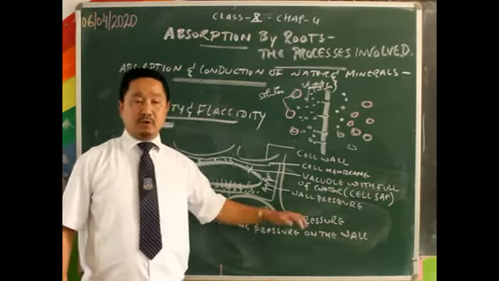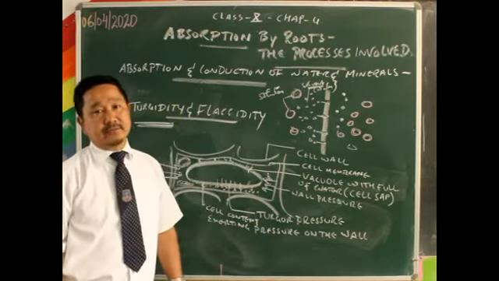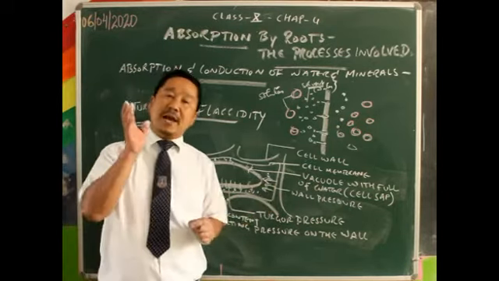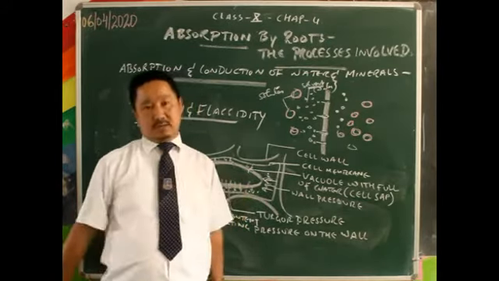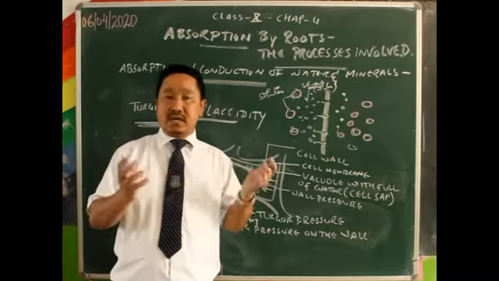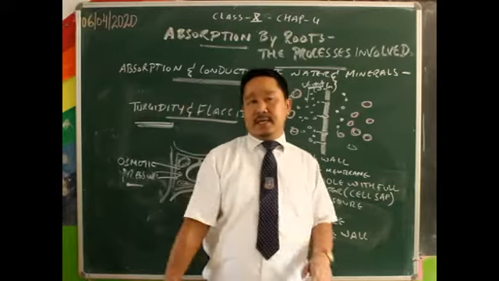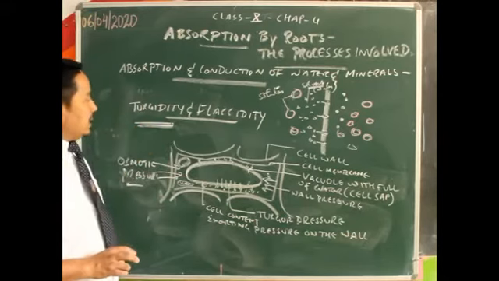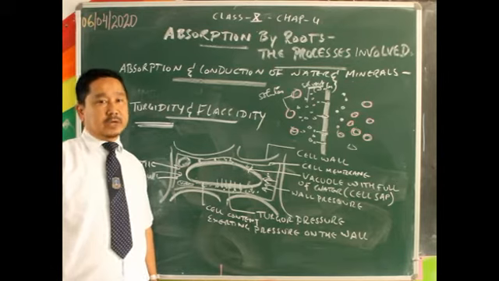T-U-R-G-O-R, turgor pressure. That will always apply the pressure to the wall of the cell. And in the meantime, to counterbalance it, the wall of the cell also applies the pressure to the cell content inside so that they will counterbalance each other. Otherwise the cell would burst out. It doesn't happen because there are two pressures counterbalancing each other. So that particular condition of the cell is called turgidity.